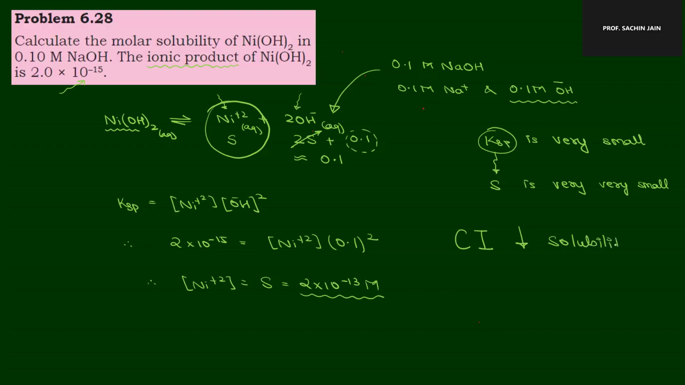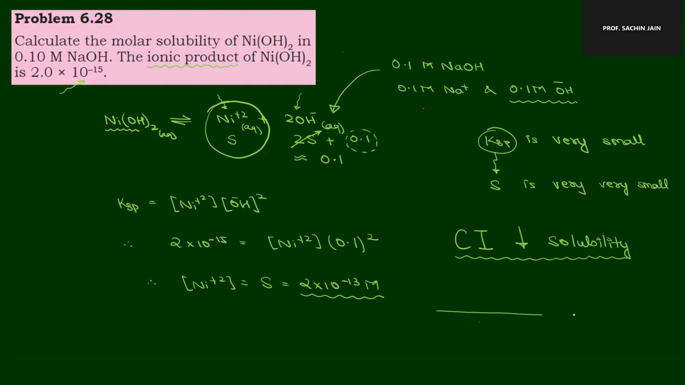Reason: because of the common ion, the concentration of OH minus increases and it will try to combine with the Ni2 plus and shift the equilibrium to the backward direction as per LCP. And the more Ni(OH)2 remains undissociated and undissolved, the lower its solubility becomes. So a common ion effect in the solubility equilibrium always decreases the solubility.